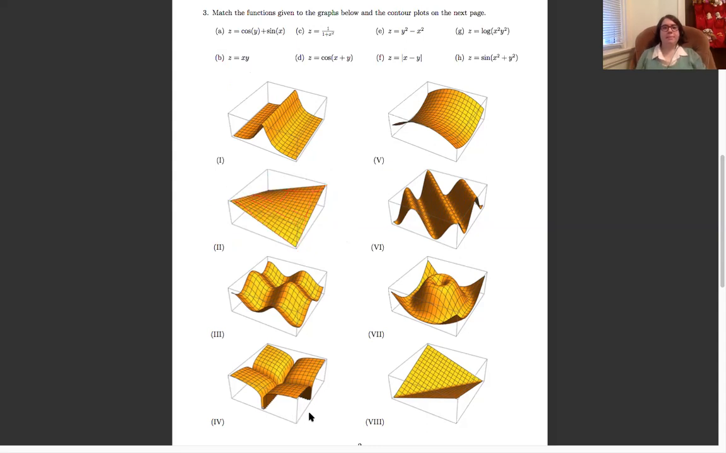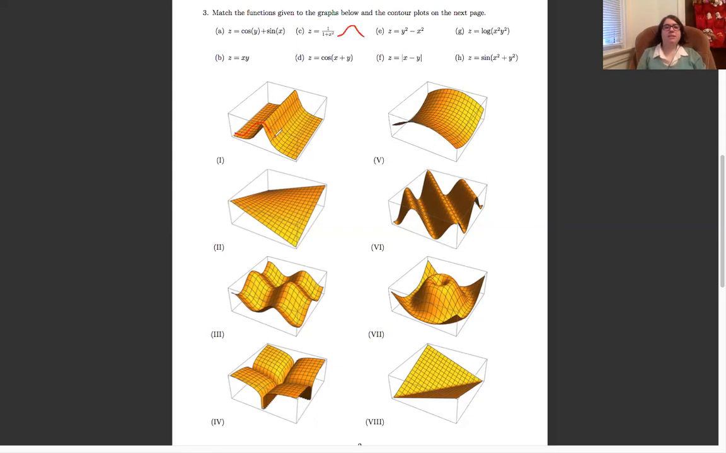Let's look at C. C is given by Z is equal to 1 over 1 plus X squared. Now, if I set X equal to a constant, I'll get Z is equal to a constant, so a straight line. And if I set Y equal to a constant, I'll get Z is equal to 1 over 1 plus X squared, which is a curve that you might remember from previous calc classes, looks vaguely like this. And that kind of matches this one.